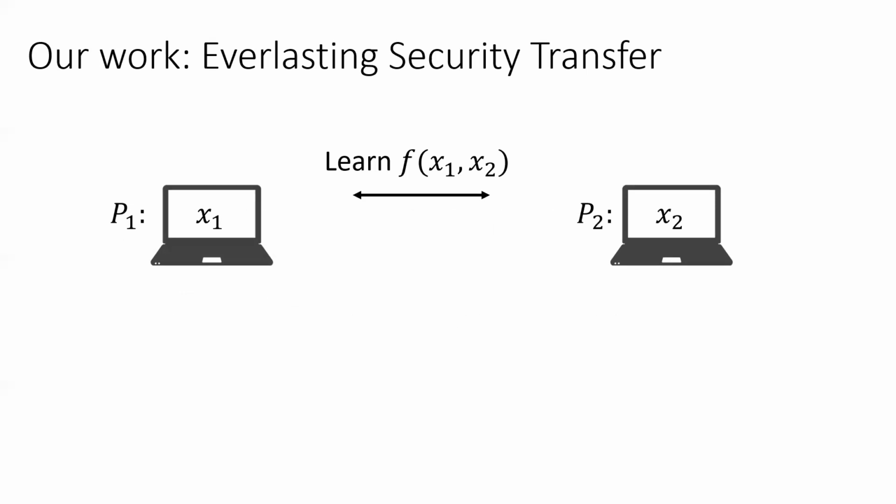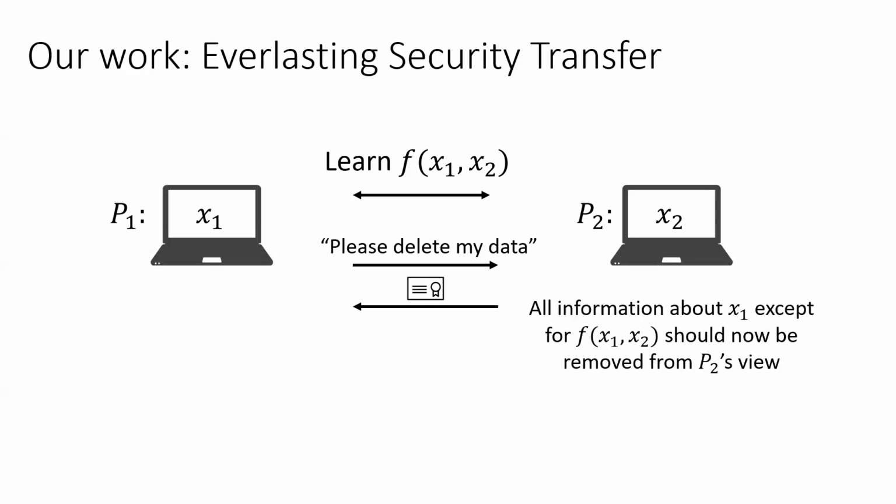We call this everlasting security transfer. And the basic idea is that after the parties run the protocol, and we're going to say maybe they're computationally bounded during it, what we can achieve is that, for example, party one can say after the protocol, actually, can you please delete my data? And party two should be able to produce a certificate that establishes that all information about X1 that they previously maybe had some computational information about has been statistically removed from their view. And of course, we want to maintain some security against P1 as well, or against P2, okay?